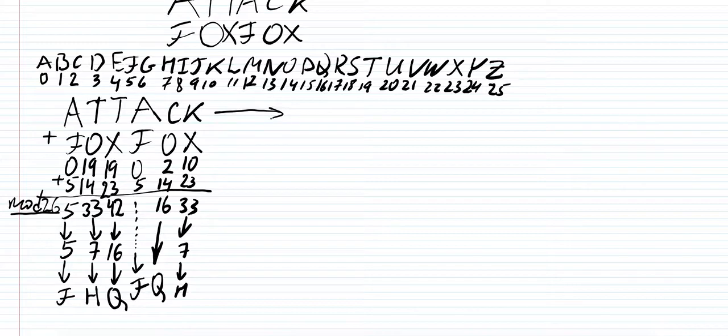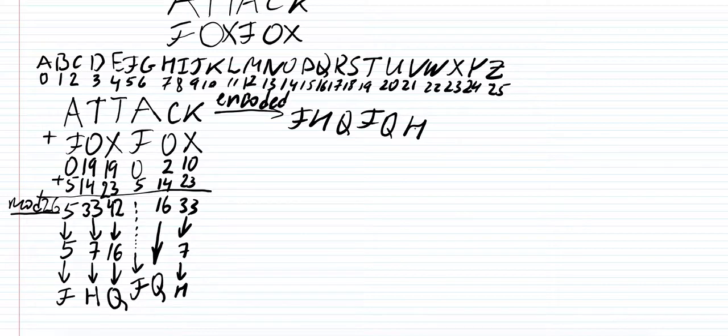So what does it mean? Our word attack will be encoded with F, H, Q, F, Q, and H. This is our encoding over here. So that's how it works.